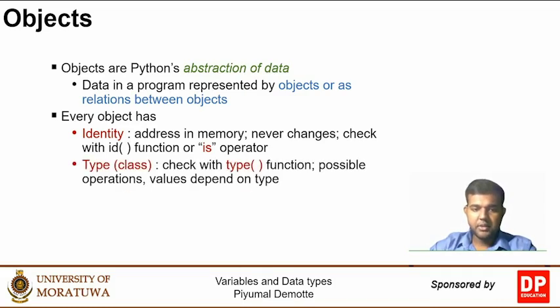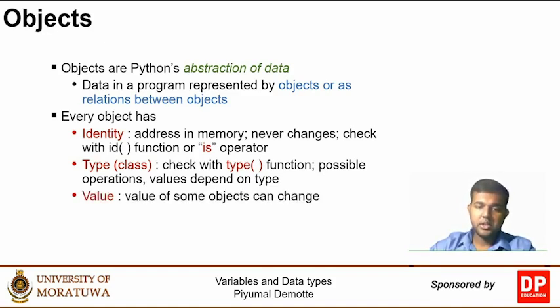Then every object has a type. This simply means the data type of the data associated with the object. We can use the built-in function type to check the data type of an object. Finally, an object has a value. If we create an object with an integer, the integer value of the data could be referred to as the value of the object.